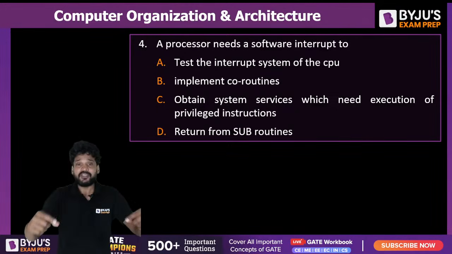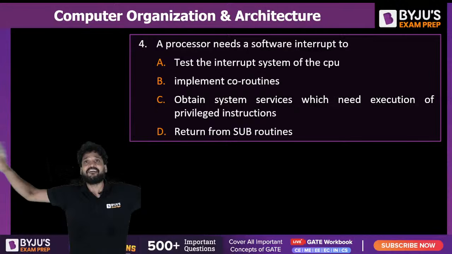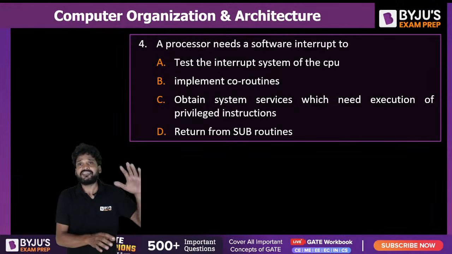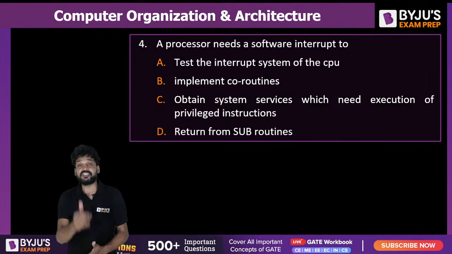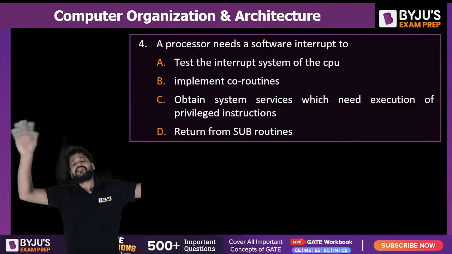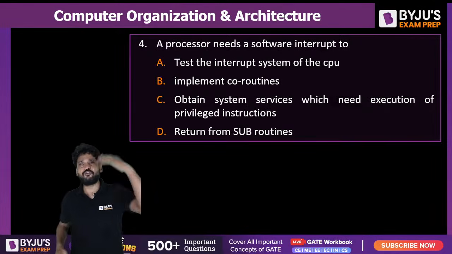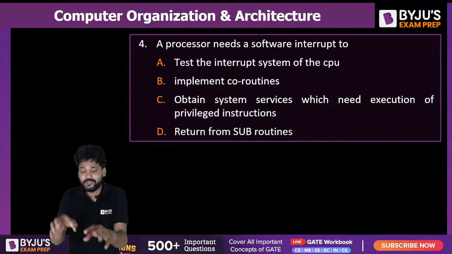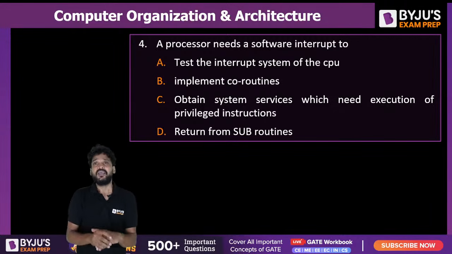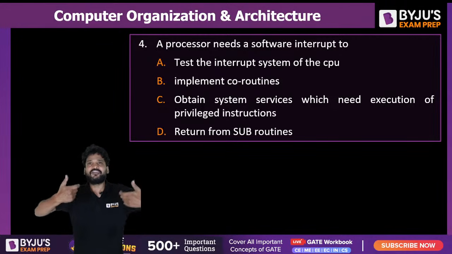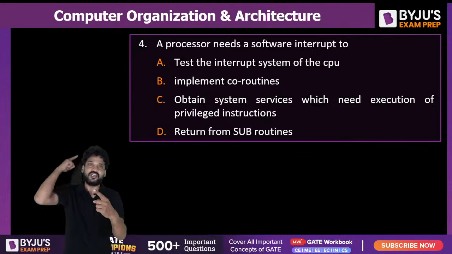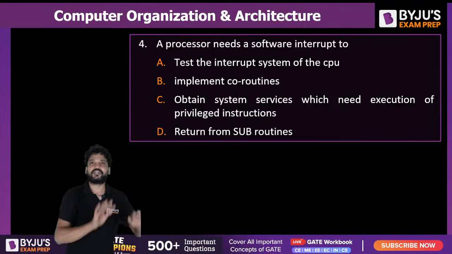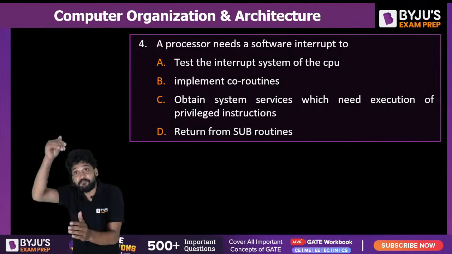Let me tell you something. Write it down somewhere as a thumb rule. What is the software interrupt? Any instruction of any program, it could be a C program or Java program, or any program whatsoever. When you try to execute a program, all the instructions will be divided into 2 different types. First one is the user instructions. Second one is the privileged instructions.